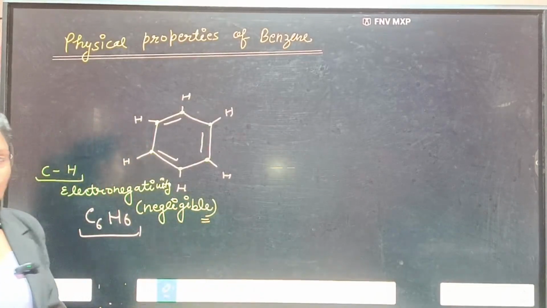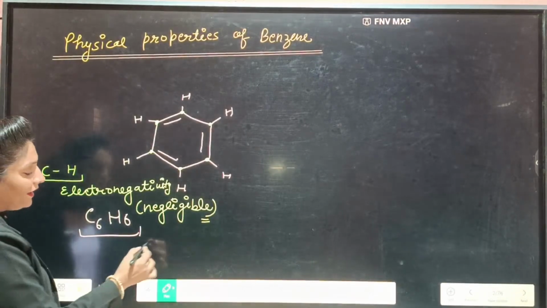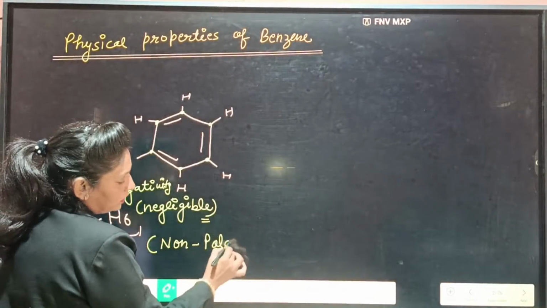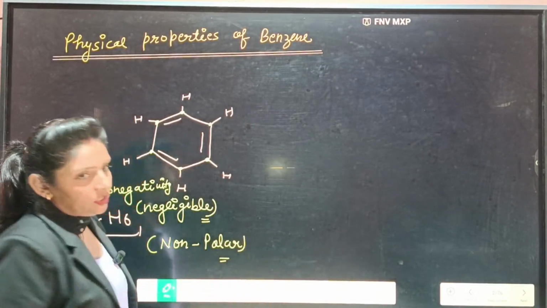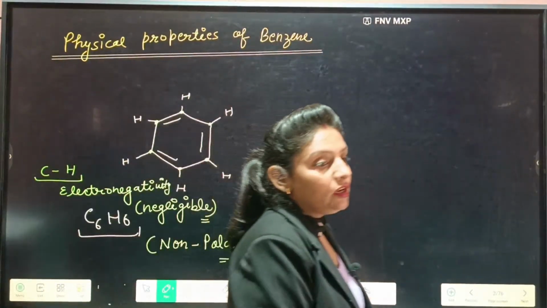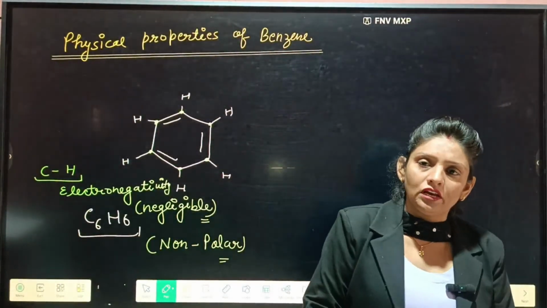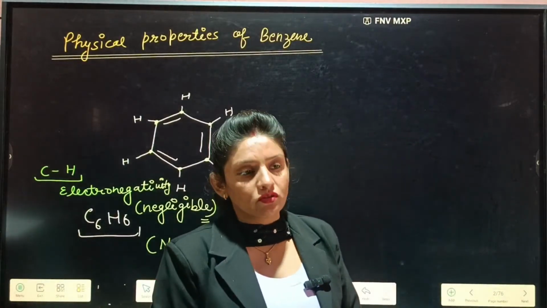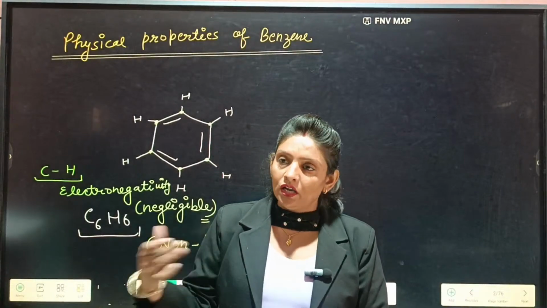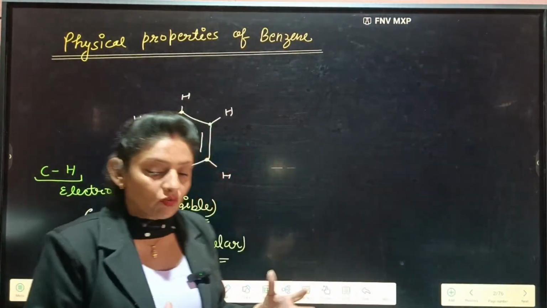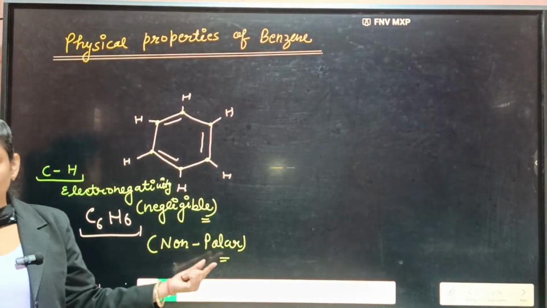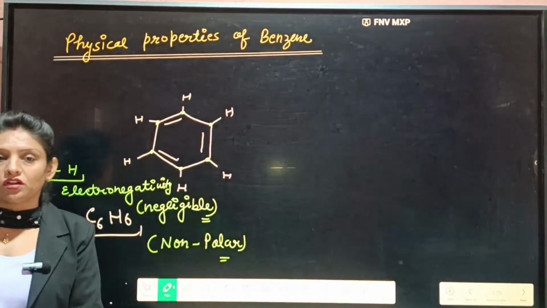Then students, we can consider benzene as a non-polar compound. Because if an electronegativity difference were there, then the more electronegative element would attract electrons towards itself and get a negative charge, and the less electronegative one would attain a positive charge. But here the electronegativity difference is negligible, so positive and negative poles will not develop. That's why it is a non-polar compound.